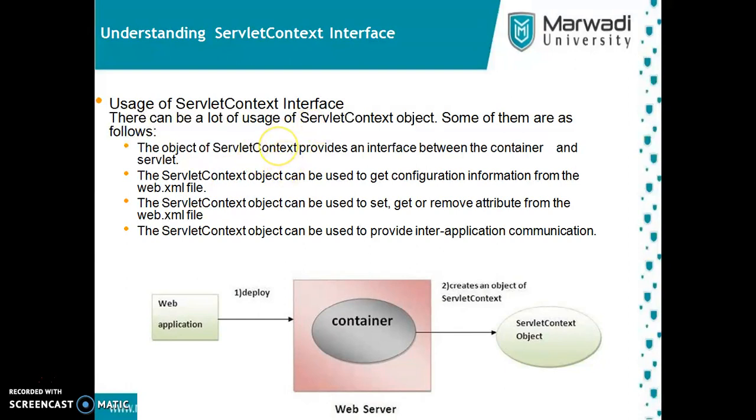Now, whenever you want to share the attribute throughout the web application, you can use the ServletContext object. You can set, you can get, or you can remove the attribute. The ServletContext object can be used to provide inter-application communication. How? Let's say my two applications are developed in two isolated projects, project 1 and project 2. ServletContext is a single object per web application. So if you want to interact between two different applications, you can use a ServletContext object.